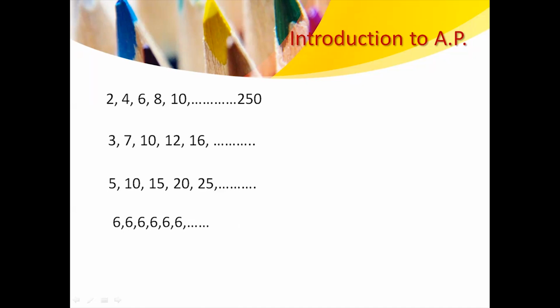Progression means if the sequence follows a definite pattern, you can observe a pattern there, then that is called a progression. And after progression we have arithmetic progression. But before we start with arithmetic progression, let's understand this first. Now you can see the first sequence 2, 4, 6, 8, 10 and then last is 250. You see the second 3, 7, 10, 12, 16 dot dot dot.